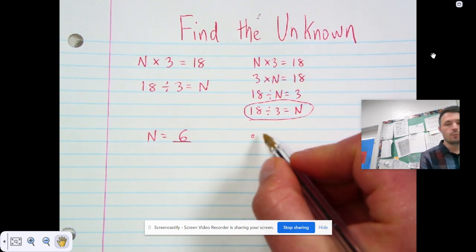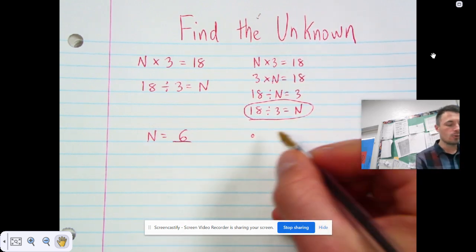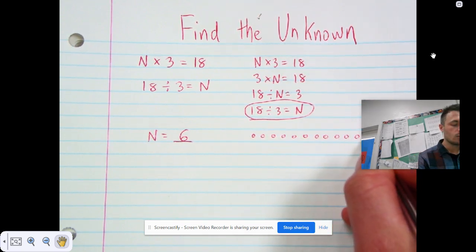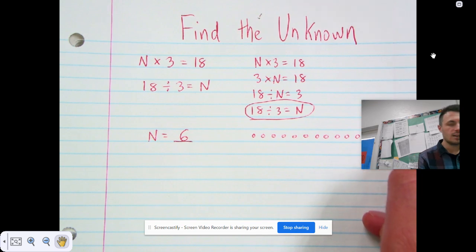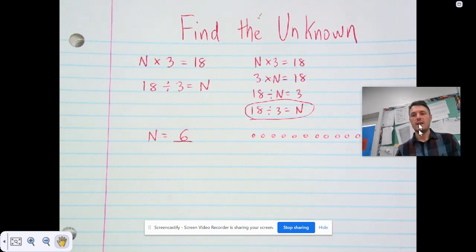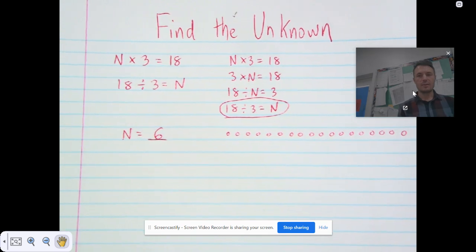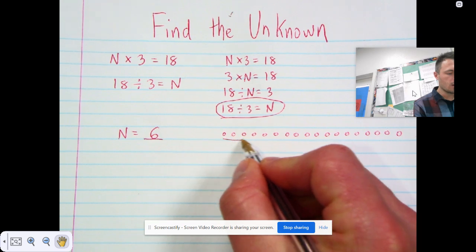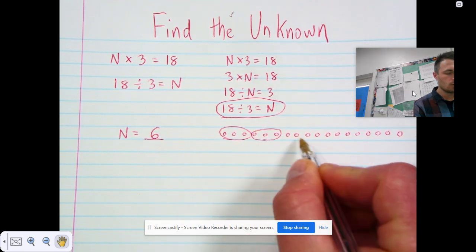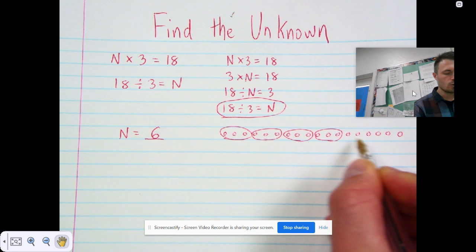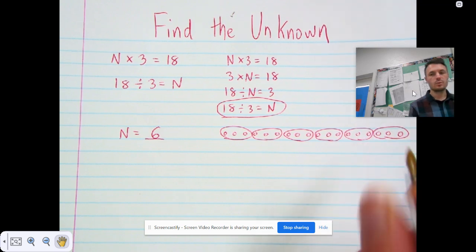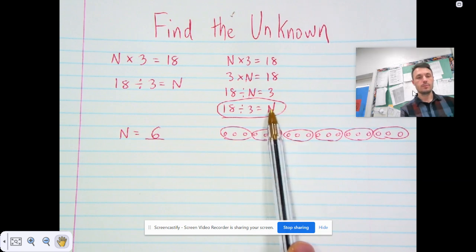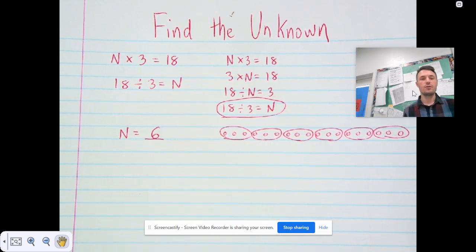Because see, let's say we take 18 marbles: 1, 2, 3, 4, 5, 6, 7, 8, 9, 10, 11, 12, 13, 14, 15, 16, 17, 18. Whoops, my head's in the way. If we separate that, there's 18 marbles here. And if we separate that into equal groups of 3, 1, 2, 3, 4, 5, 6, we get 6 equal groups of 3. So 18 divided by 3 equals 6. Okay, so that's how you find the unknown.